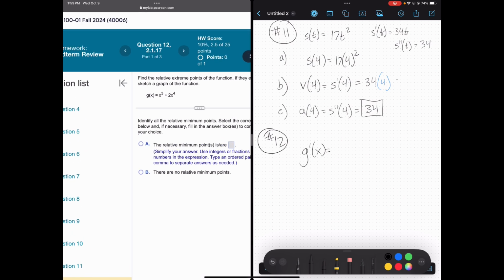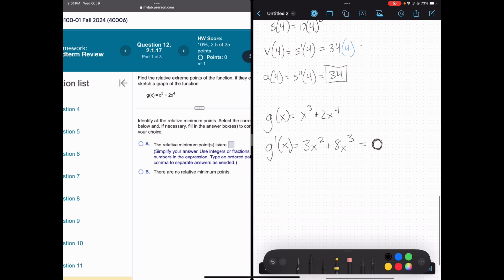What's my derivative of? Well, let me just write the function out first. So x cubed plus 2x to the 4th. What's my derivative? 3x squared plus 8x cubed. And then like we said, I'm going to take the derivative and set it equal to 0. I want to know where the function flattens out. And then I'll solve for it. How do I solve for something like that?